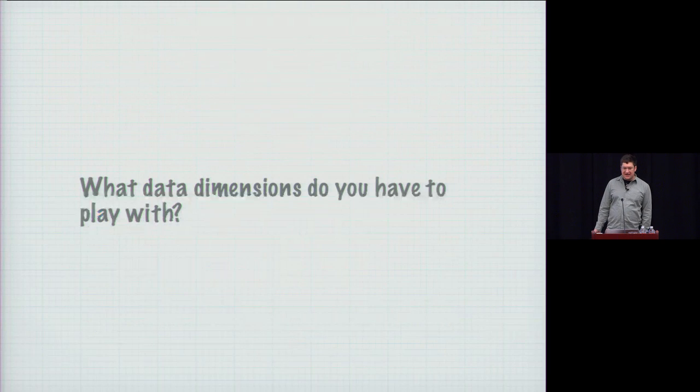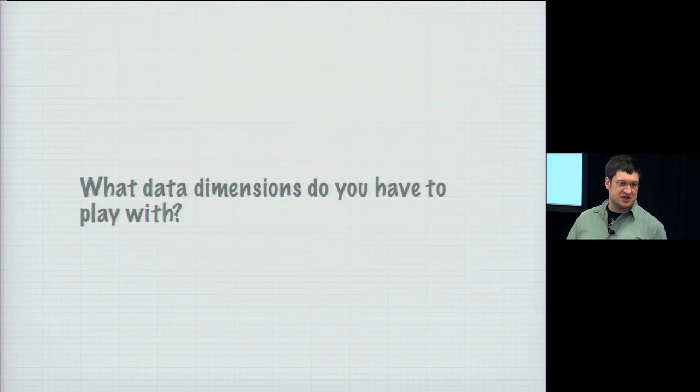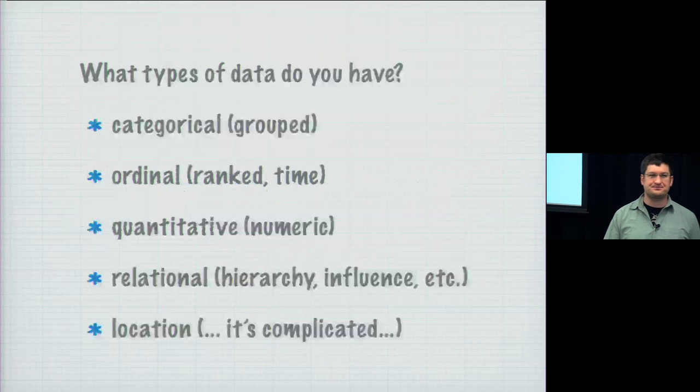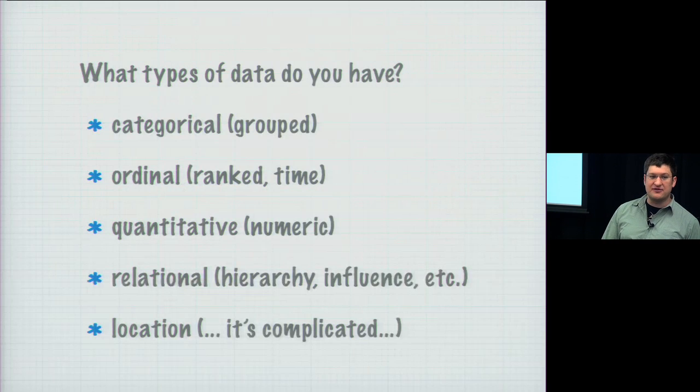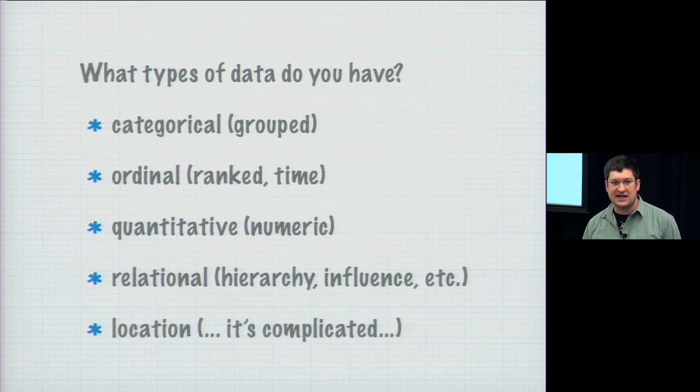What data dimensions do you have to play with? So this is things like the tire size, whether it's puncture resistant, price, all those kinds of things. And this gets back, again, like I said, a little bit towards something that looks a lot like a database spec, where you've got the different fields and the different properties of the fields. So what types of data do I have? Once I've listed the data that I have, what kind of data is it? Is it categorical? Is it ordinal? Is it quantitative? Is it relational?